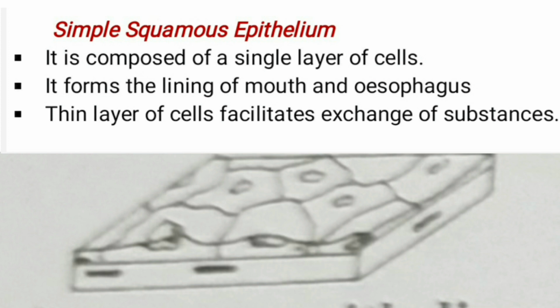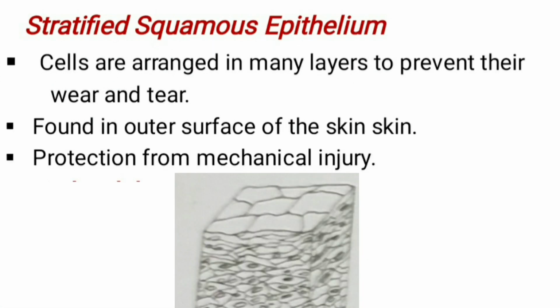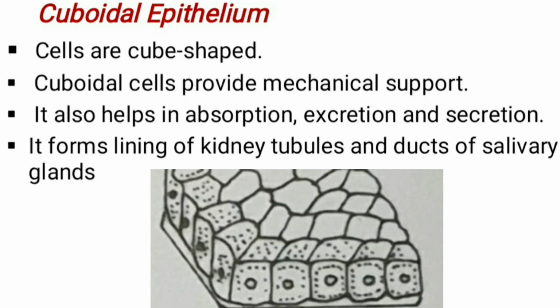Simple squamous epithelial tissue covers the esophagus and lining of the mouth. Stratified squamous epithelial tissues are found on the outer side of the skin and are resistant to mechanical injury and waterproof. Cuboidal epithelial tissue is made up of cube-shaped cells which have round nuclei. It forms the lining of kidney tubules and ducts of salivary glands. It provides mechanical support. It also helps in absorption, excretion, and secretion.